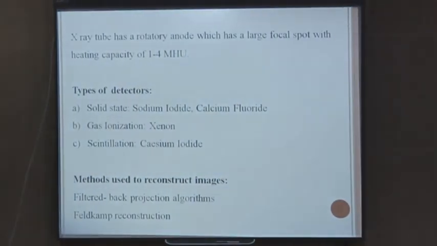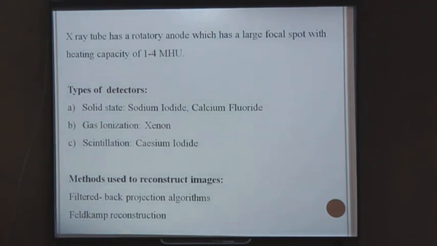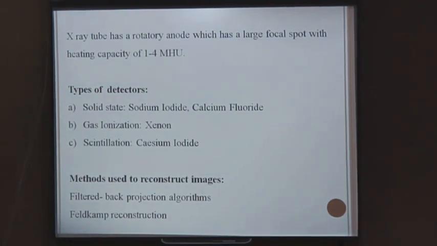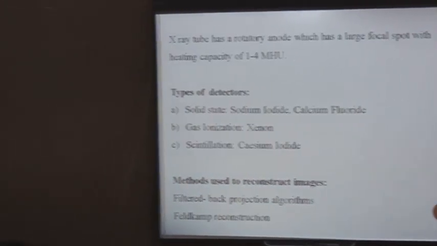And this was an MCQ question, if you remember. The heating capacity was 1 to 4 MHU in case of CT. And I told you, you have an X-ray source. The X-ray source is the same source that you are using in an IOPA machine. You have a cathode, you have an anode, and X-ray production happens. The X-ray source is basically the same.